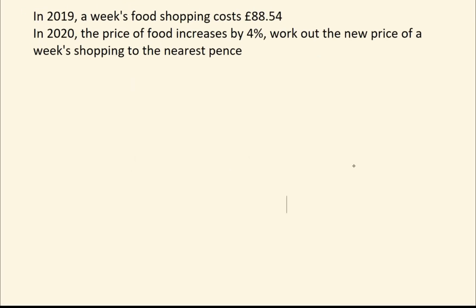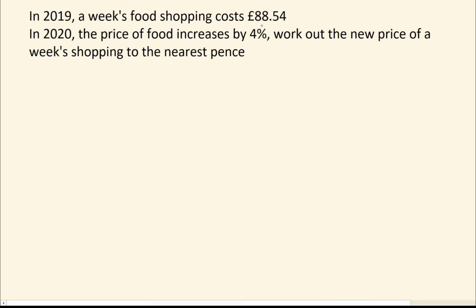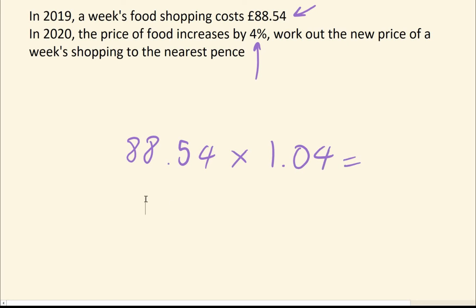We can do the same idea for an increase. So here, we're told a week's shopping cost this in 2019. Now in 2020, it's increased by 4%. So our original amount was 88.54. To increase by 4%, we do 100 plus 4, which gives us 1.04. We can work that out. And again, in this question, it wants it to the nearest pence, which means the nearest 2 decimal places. So we have 92.08 because we round down in this question.